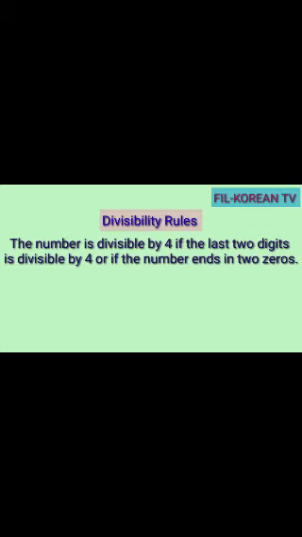Next, the number is divisible by 4 if the last two digits are divisible by 4 or if the number ends in 2 zeros. Dito naman, ang titingnan natin sa given number ay yung dalawang huling digit niya. Dahil kapag pwedeng ma-divide ang 2 last digits ng number sa 4, ang given number ay divisible by 4 o pwedeng ma-divide sa 4. At kapag ang number ay nagtatapos sa dalawang 0, pwede itong i-divide sa 4.